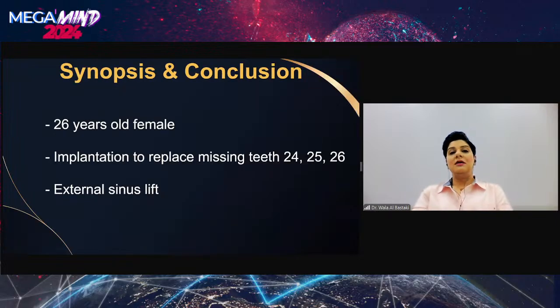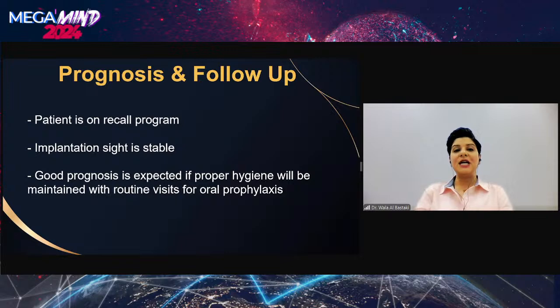As a conclusion, the patient was a 26-year-old female. We did implants to replace missing teeth 24, 25, and 26 with external sinus lift. The patient is on a recall program. Implantation site is stable. Good prognosis is expected if proper hygiene is maintained with routine visits for oral prophylaxis.